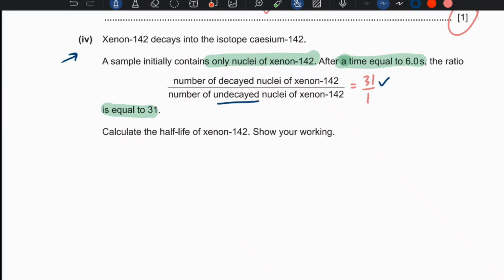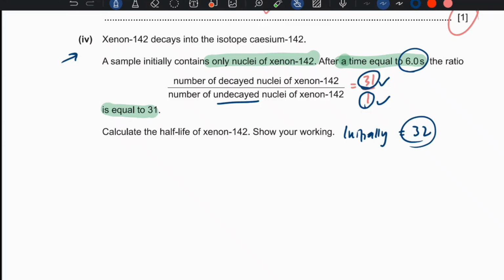And undecayed is 1. That means originally, or should I say initially, it was 32. Initially, the sample contained 32 nuclei of xenon-142. Because after 6 seconds, 1 nucleus is left undecayed and 31 have decayed. So that means initially, my sample had 32.